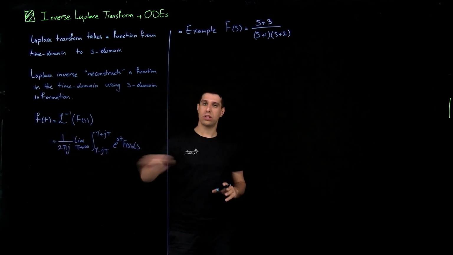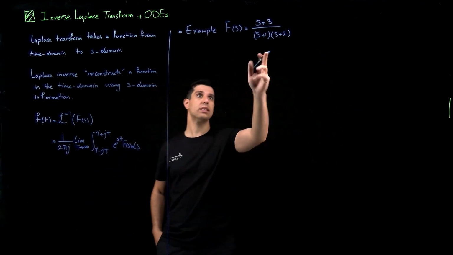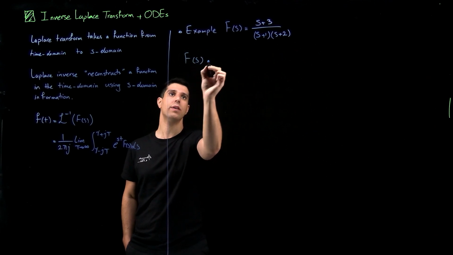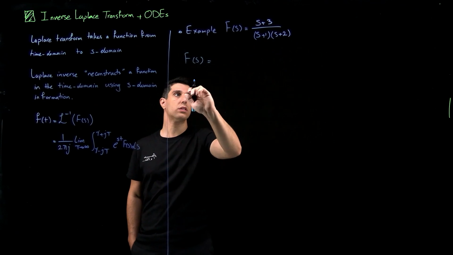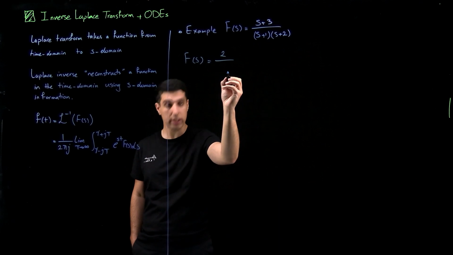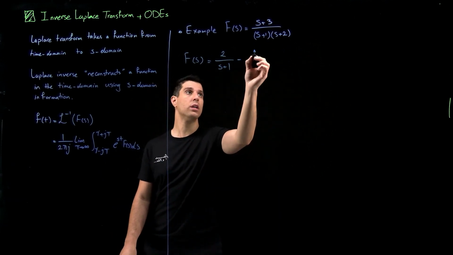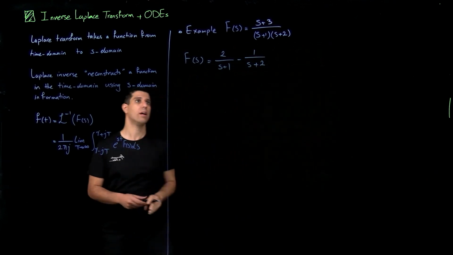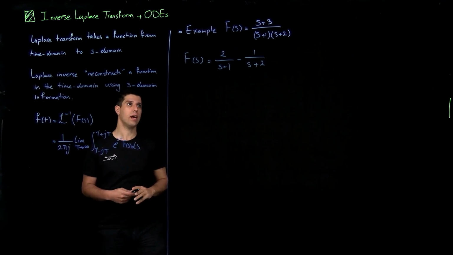We can try to use the integral, but let's not do that. Instead, I'm going to simplify things for myself. I'm going to write this F of s by breaking this fraction out into two fractions: 2 over s plus 1 minus 1 over s plus 2. It's the same function. You can verify it for yourself that this works.